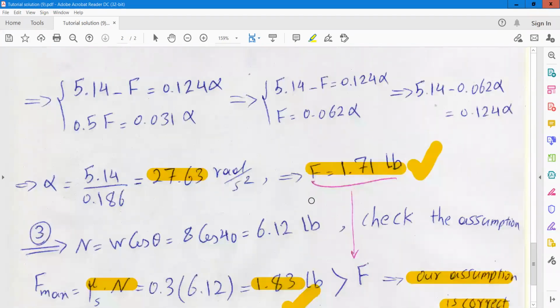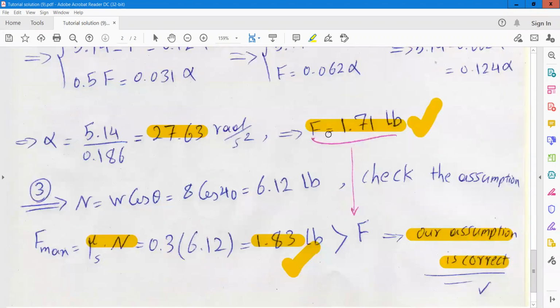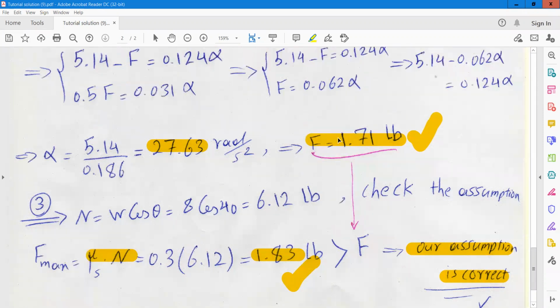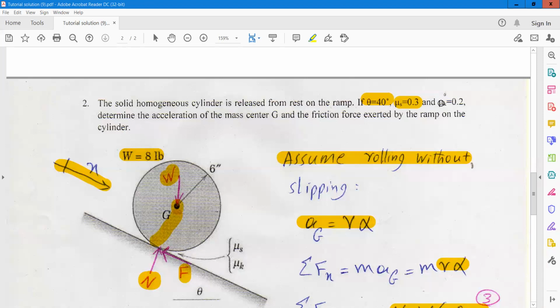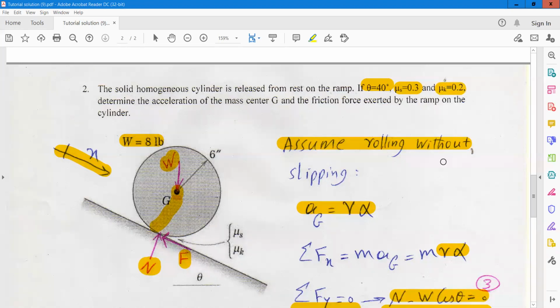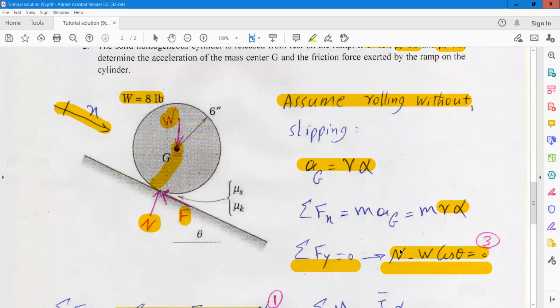If this maximum F was less than the friction force, then we should do the calculation differently. This time we know that the friction force is equal to the kinetic friction force. The kinetic friction force is equal to mu K times N, where N is the normal reaction.